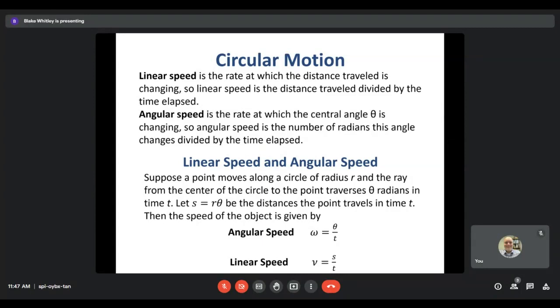Now notice at the very bottom here, we have angular speed. We're going to use this W symbol to represent that. Linear speed, we're going to use V for like velocity to represent that. And so our W is equal to theta, which is the angle, divided by the amount of time. Our V, linear speed, is going to be S, which is the arc length. And we can use the same formula we used before to find that. And we're going to divide that by the amount of time.